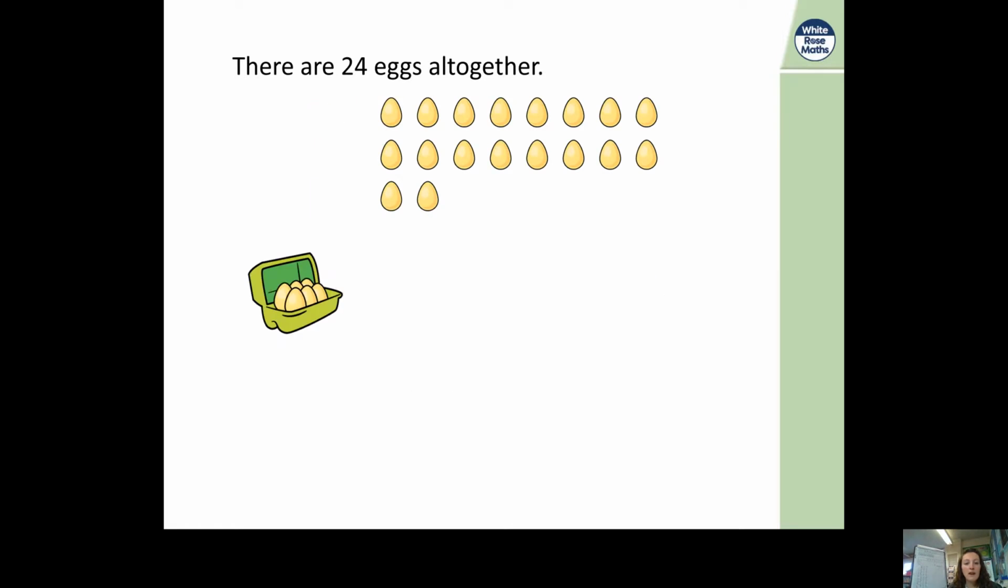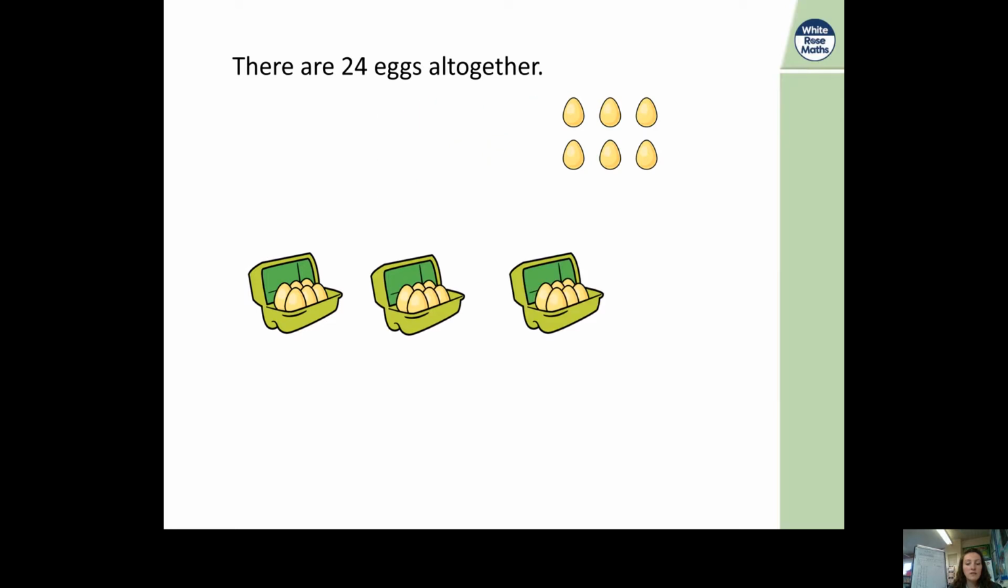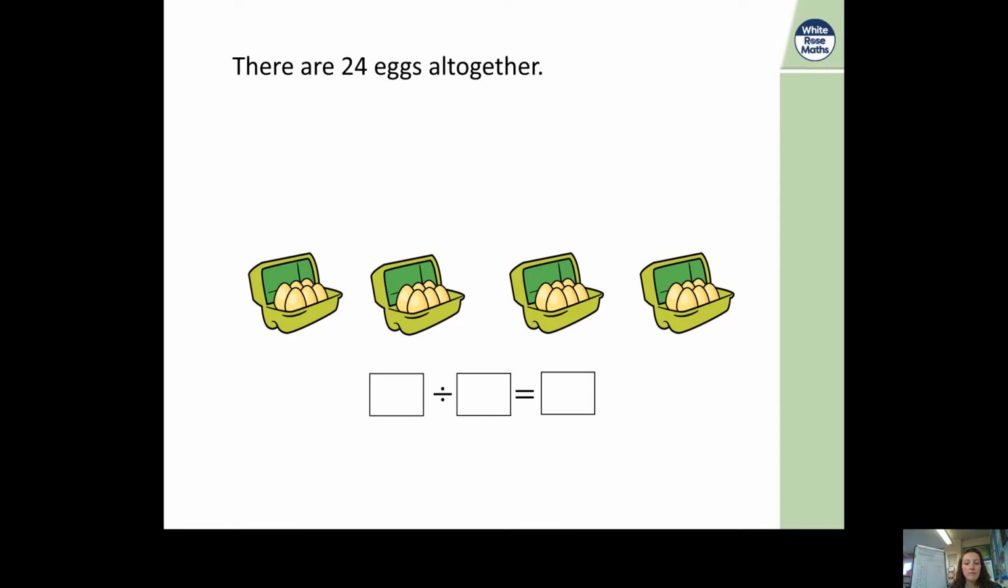Okay, so 24 eggs. This time they've been put into groups of 6. So we had 24 eggs and we've divided them into groups of 6, which has given us 4 egg boxes. So 24 divided by 6 equals 4.